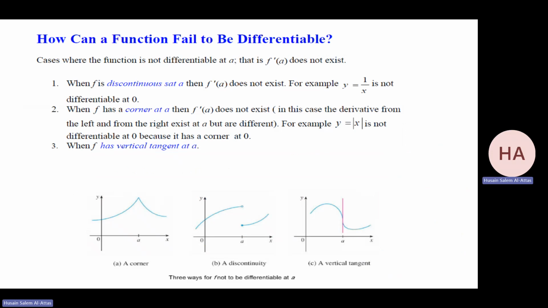How does a function fail to be differentiable? If it is discontinuous, this is the first one. Corner: if it has a corner, like this one, like the absolute value of x.